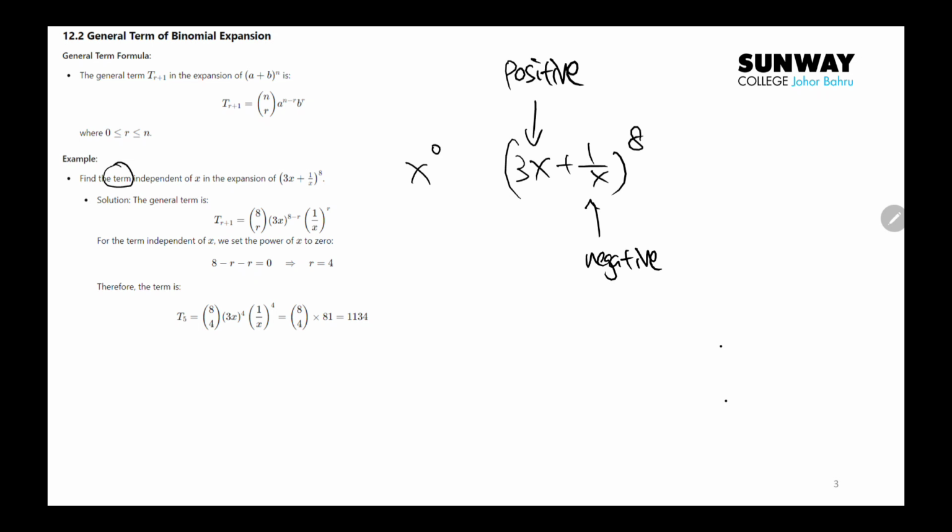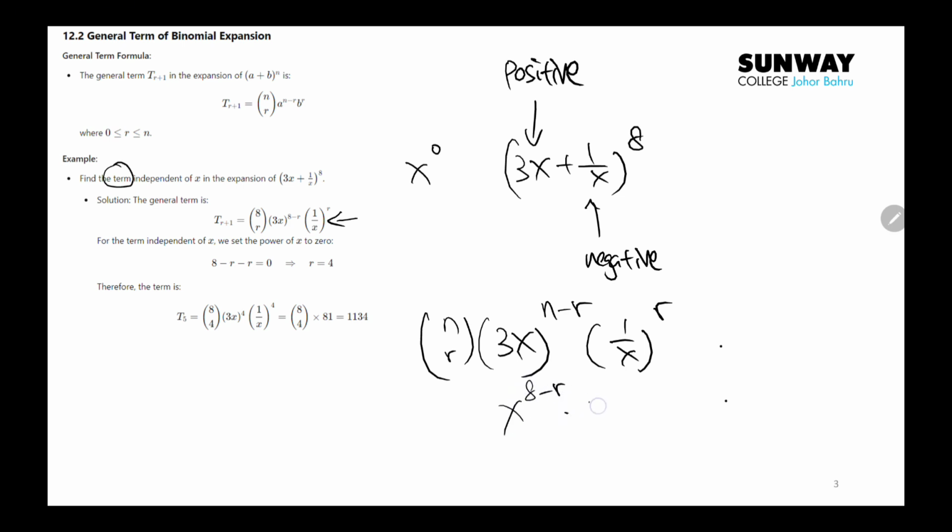So as you can see, we would like to assume that nCr, and in this case n equals 8, the first term to the power of n minus r, second term to the power of r. We would like to have the power to be the power of 0. So x to the power of 8 minus r multiplied by x to the power of negative r, and you would like to have this to be x to the power of 0 so that you achieve the independent term.